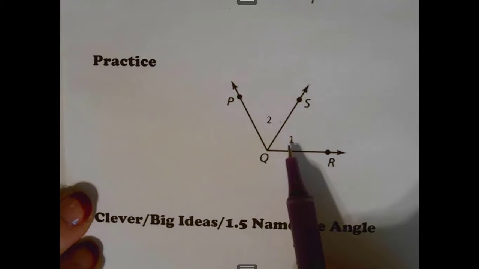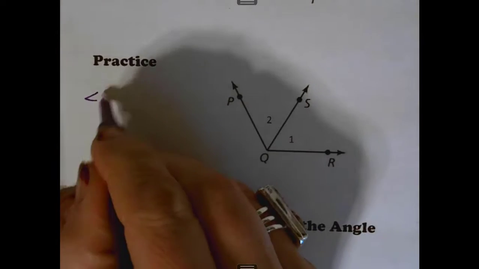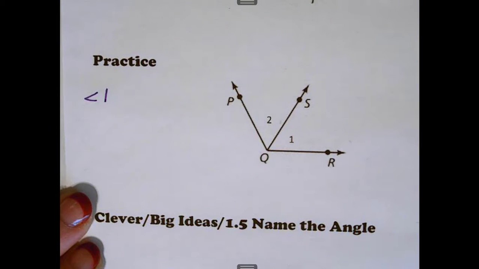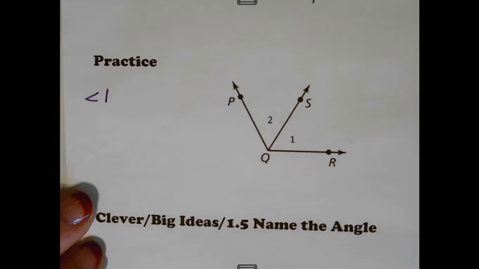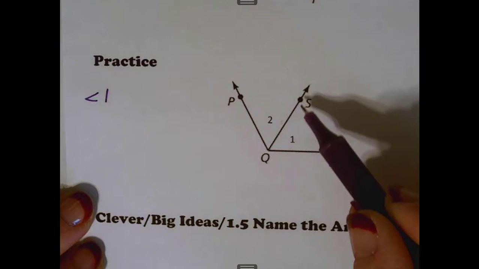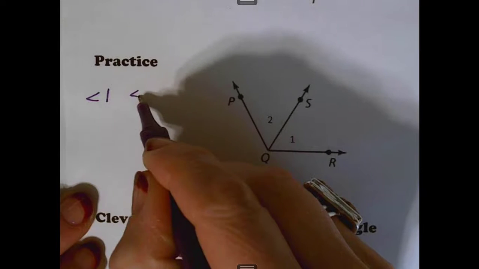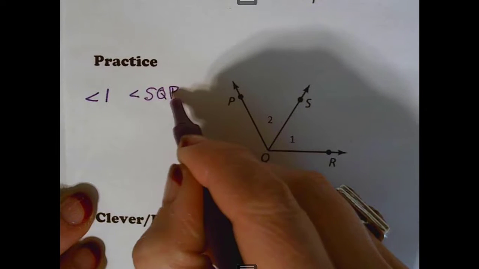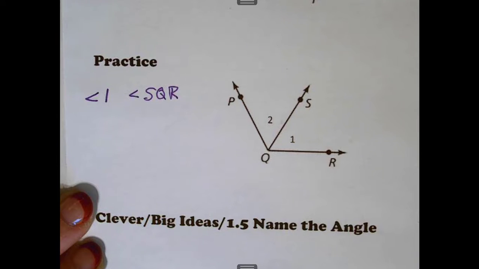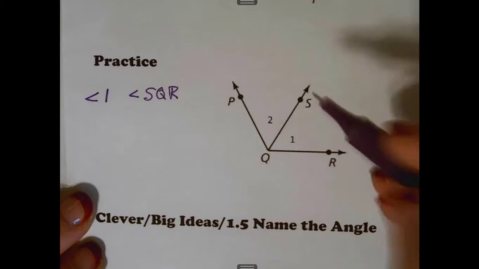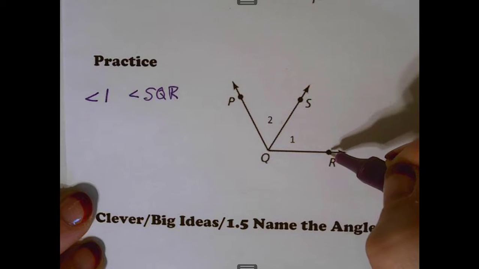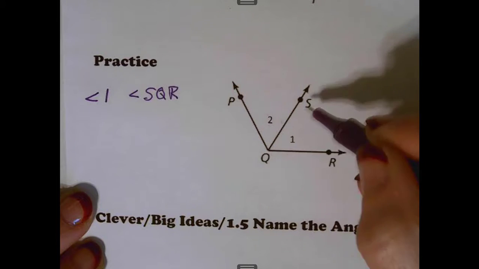Let's start with angle 1. What is another name for angle 1? Well, you can see this is an interior angle of SQR. Or remember, we can go that opposite way. So we can also name it angle RQS.